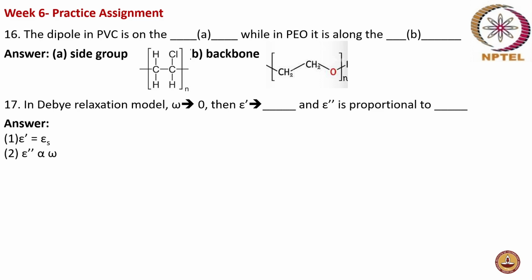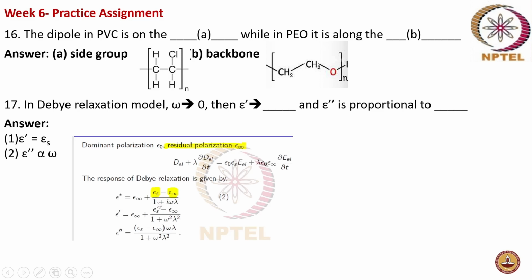This is actually the equation. So this is the dominant polarization or the dominant permittivity, epsilon s, and this is some residual polarization, okay, and this is the complex permittivity equation for a Debye relaxation process.